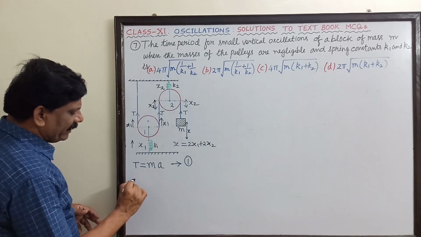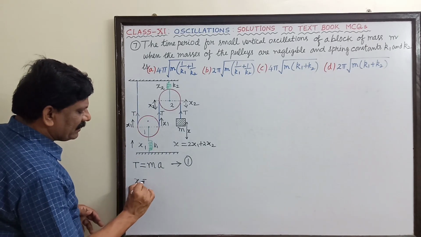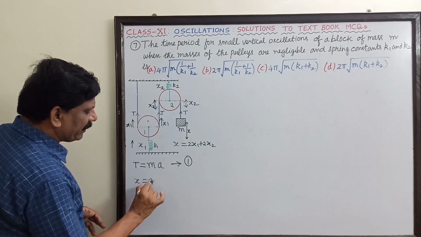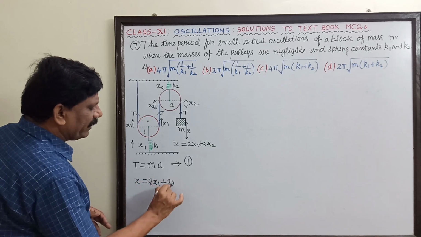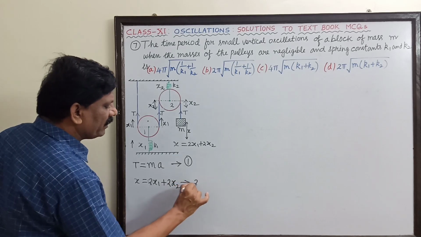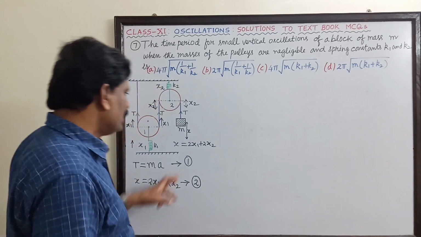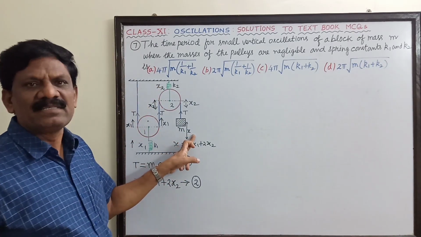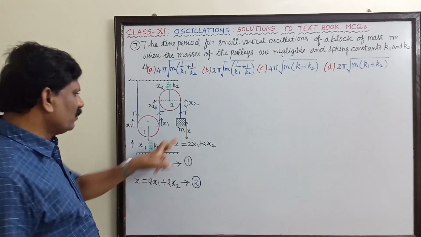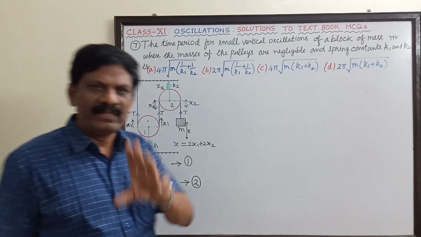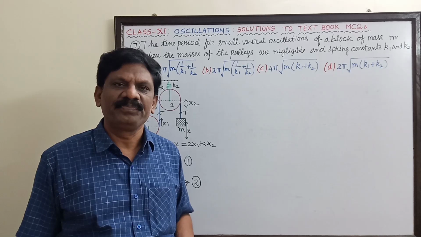So I will write here, students, x is equal to 2 times x1 plus 2 times x2. So this is a very, very important equation. So equation 2 is the net displacement of this load m in the downward direction: x is equal to 2x1 plus 2x2. Only the magnitude I have substituted.